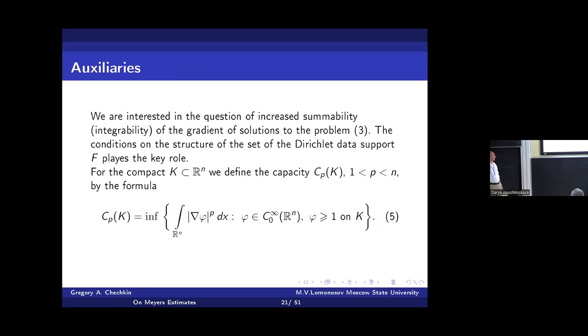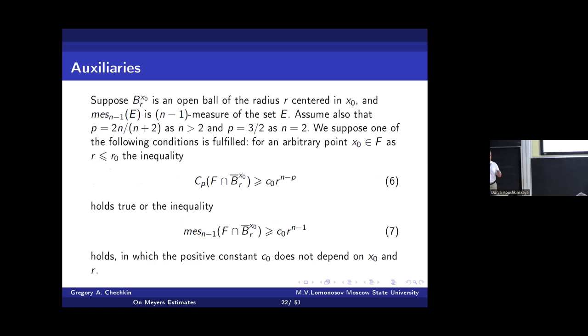To formulate the result, we need to define p-capacities. If we have a compact set in R^n, then we define the p-capacity by this infimum. I must say that if p is equal to 2, it's just the standard definition of the harmonic capacity, and for general p it's the p-capacity. The condition which we assume to be satisfied is the following. If n is greater than 2, then we consider p equal to 2n over n plus 2. If n is equal to 2, then we consider p equal to 3 over 2, but of course it's just for simplicity. You can consider any p greater than 1.